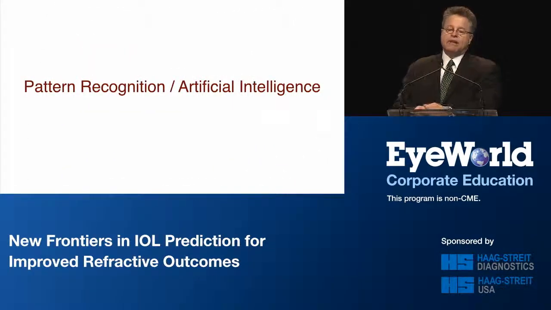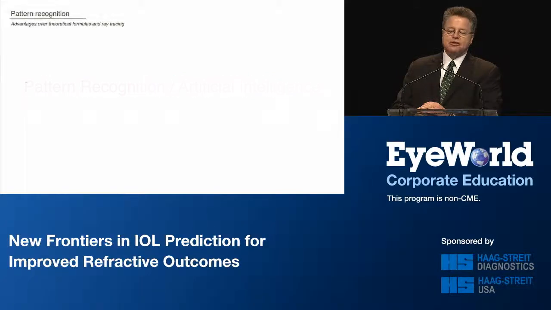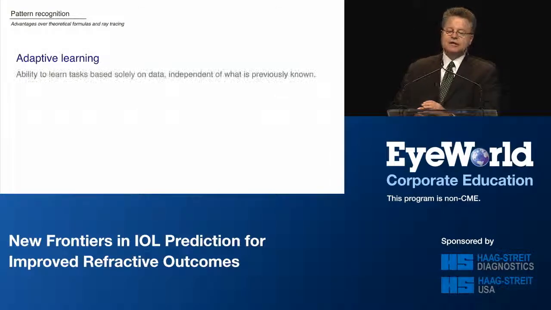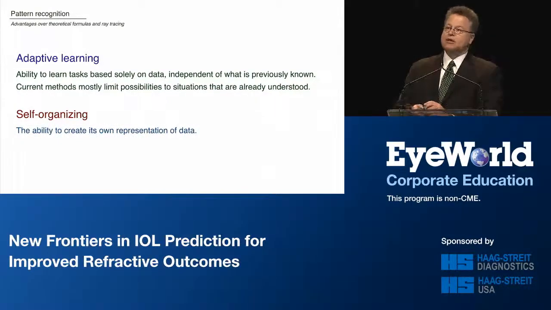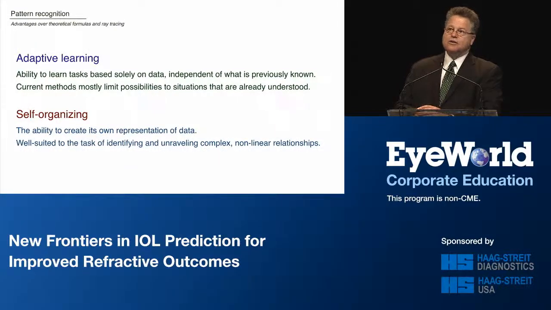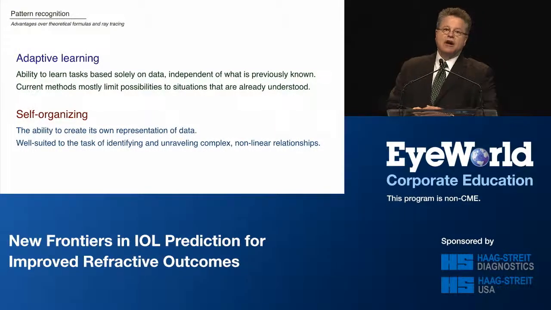So we're going to talk about pattern recognition and artificial intelligence, totally different than anything we've ever used in ophthalmology before. And the advantage of pattern recognition is it's adaptive learning. So what we're using is based on data only, independent of what was previously known. A lot of the formulas we have limit situations to possibilities that we already understand. And this is self-organizing, which means it has its own ability to create its own representation of the data, and it's well-suited to the task of unraveling complex nonlinear relationships.